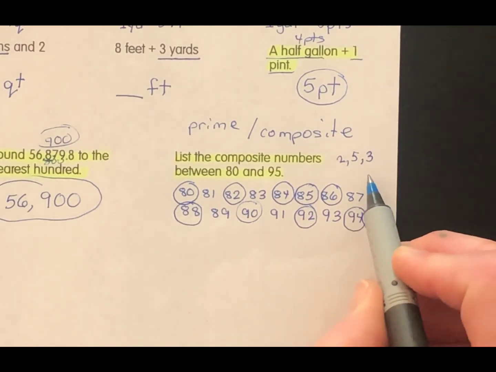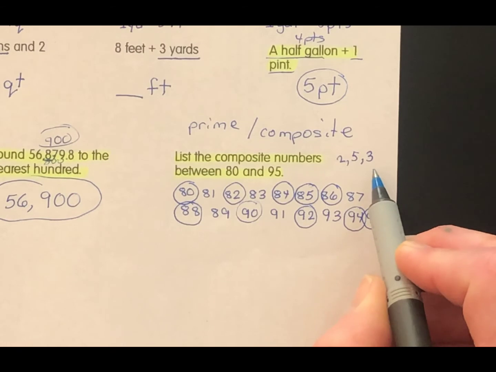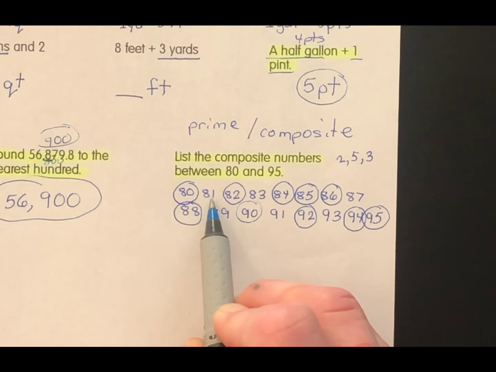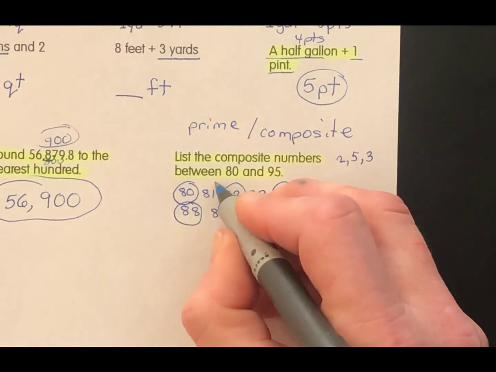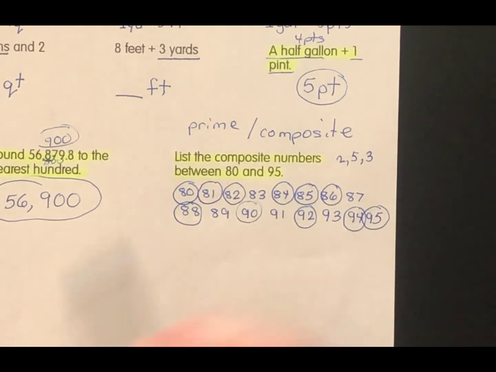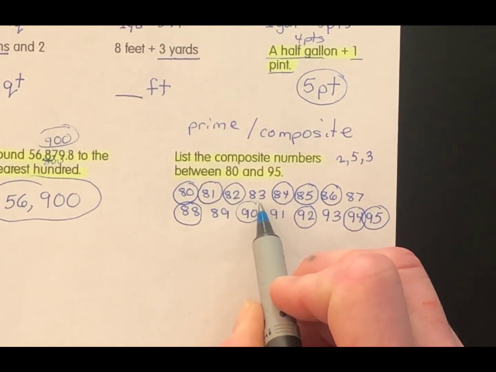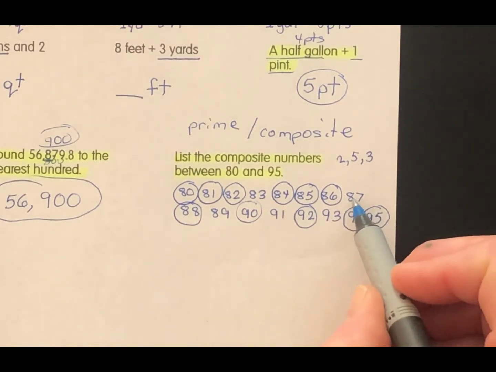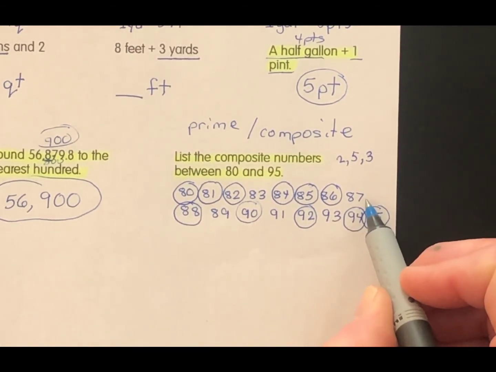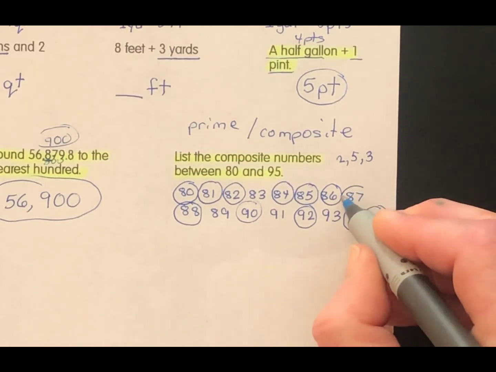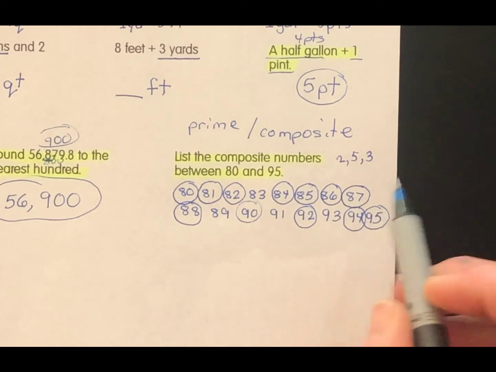We know a number is divisible by 3 if we add the digits, and that sum is divisible by 3. So let's try 81. 8 plus 1 is 9. Is 9 divisible by 3? Yes. So 81 is divisible by 3, and therefore composite. 83. 8 plus 3 is 11. Nope, 3 does not go into 11. 87. 8 plus 7 is 15. Yes, 3 goes into 15. So 3 also goes into 87. So that would be composite.